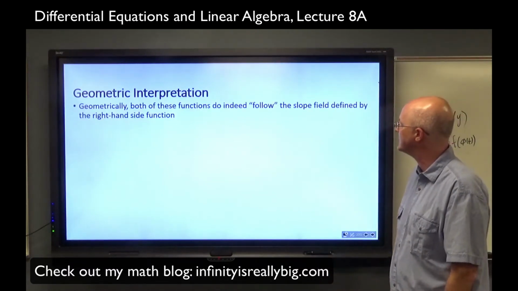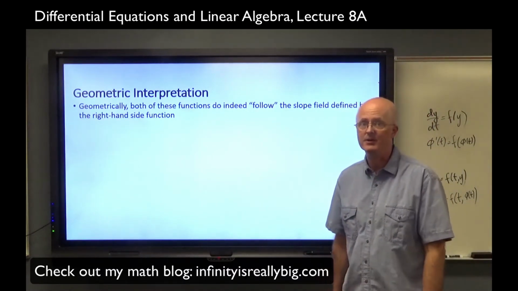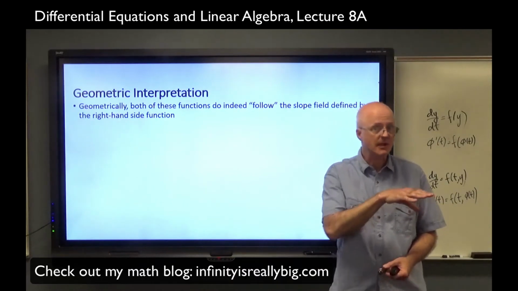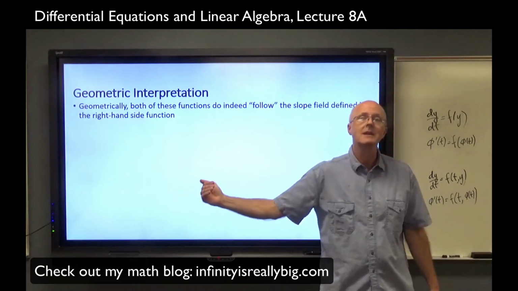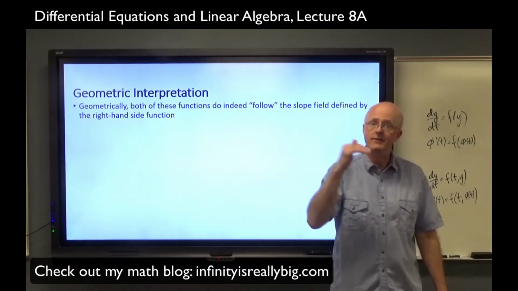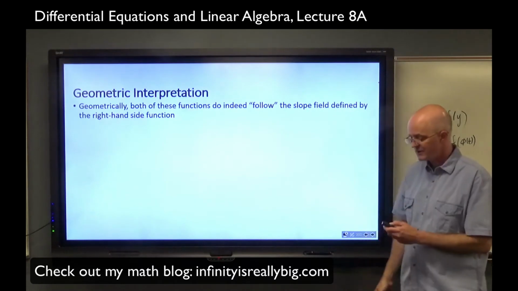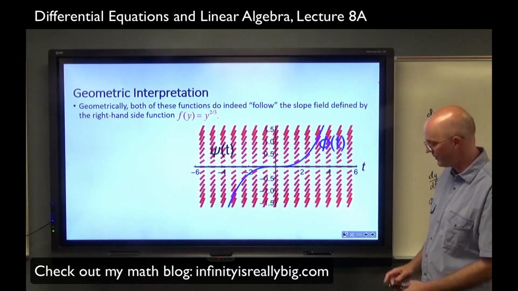Geometrically, both of these functions indeed do follow the slope field of the right-hand side function. If we made the slope field for f of y equals y to the 2/3, which is an autonomous differential equation, slopes are going to be constant on horizontal lines. You've seen that before in the slope field. Here's what the picture looks like, and we see both functions in the picture.